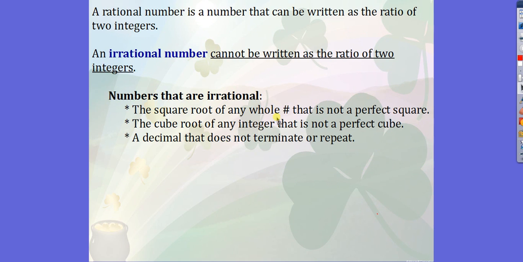So a rational number is a number that can be written as the ratio of two integers. So if you can write it as a fraction, it's rational. An irrational number cannot be written as a fraction in any way. And numbers that are irrational in our number system: the square root of any whole number that's not a perfect square, the cube root of any integer that is not a perfect cube, and a decimal that doesn't terminate or repeat, like pi.